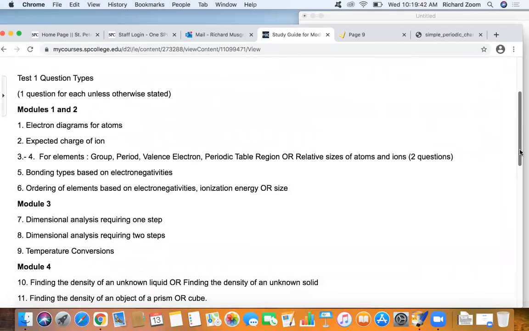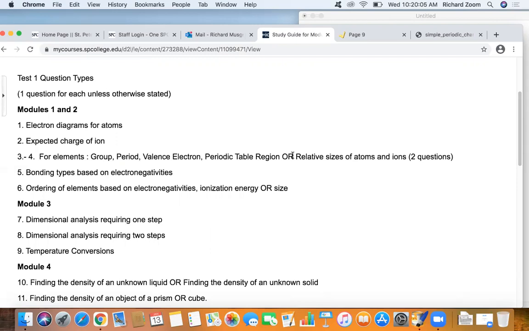So test one question types. The first question will be about electron diagrams for atoms. Two would be expected charge of ion. I'll show you this in a second. And for questions 3 to 4, it could be a mixture of any of these kinds of problems that you're seeing listed between 3 and 4.